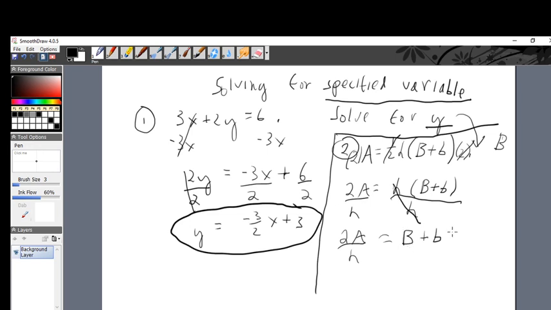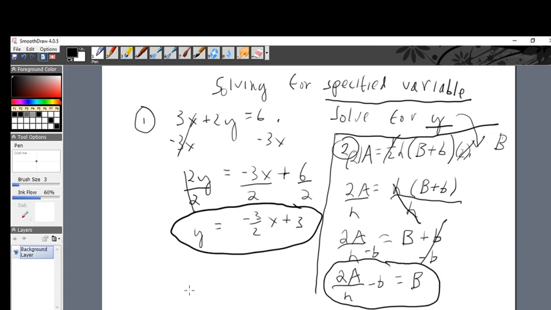We don't need the parentheses anymore. What am I looking for? Capital B? I don't want that small b. Minus b makes it go away. And this also, whatever you do to the left, you got to do to the right. So we have 2 capital A over h minus b equals capital B. This got canceled out. And here is our answer, reading from right to left. So on the answer sheet, it should say B is equal to 2A over h minus the small b.